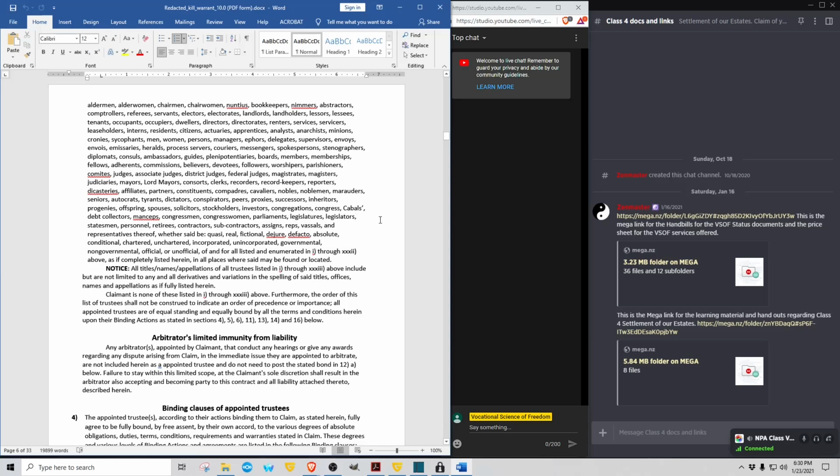Congressmen, parliaments, legislators, statesmen, personnel, retirees, contractors, subcontractors, and representatives thereof, whether said be quasi, real, fictional, de jure, de facto, absolute, conditional, chartered, unchartered, unincorporated, incorporated, governmental, non-governmental, official or unofficial, and of all other listed and enumerated in I through XXXII above, as if completely listed herein in all places where said may be found or located. You just threw the entire world under the bus.